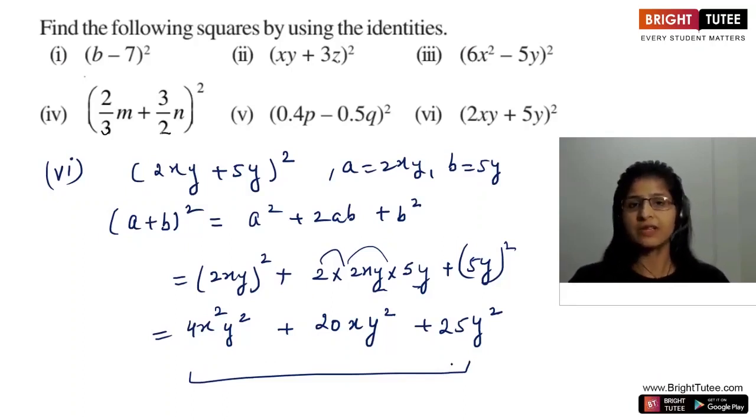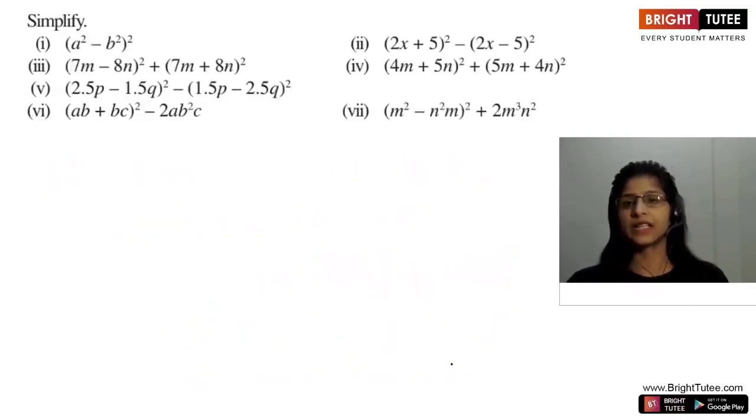Right. So we have discussed all the parts, and looking at the question, now we are able to identify which identity we have to use. Right. So let's go ahead now. Here is another question and you need to simplify it. Okay. So how do we simplify it?